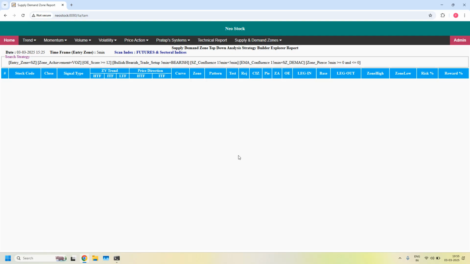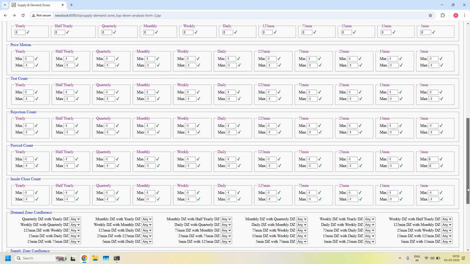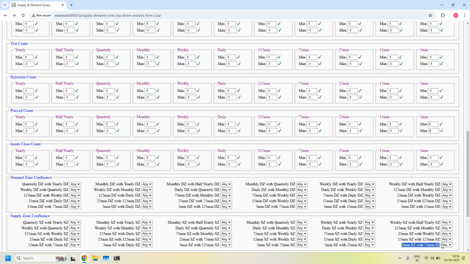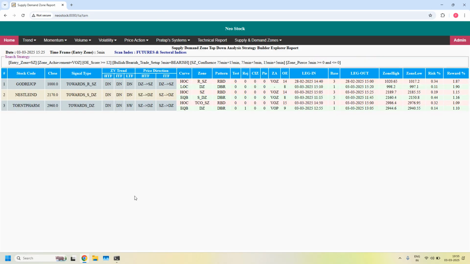So next let us look into LTF, ITF, HTF supply zone Confluence. That is 5 minutes, 15 minutes and 75 minutes supply zone Confluence. First filter is already enabled. Next 5 minute supply zone with 75 minute supply zone Confluence and 15 minute supply zone with 75 minute supply zone Confluence. With all the 3 filters, we got 3 stocks. In these 3 stocks, these 5 minute supply zones are overlapped with 15 minute supply zone. Both together again overlapped with 75 minute supply zone. And 75 minutes means HTF.